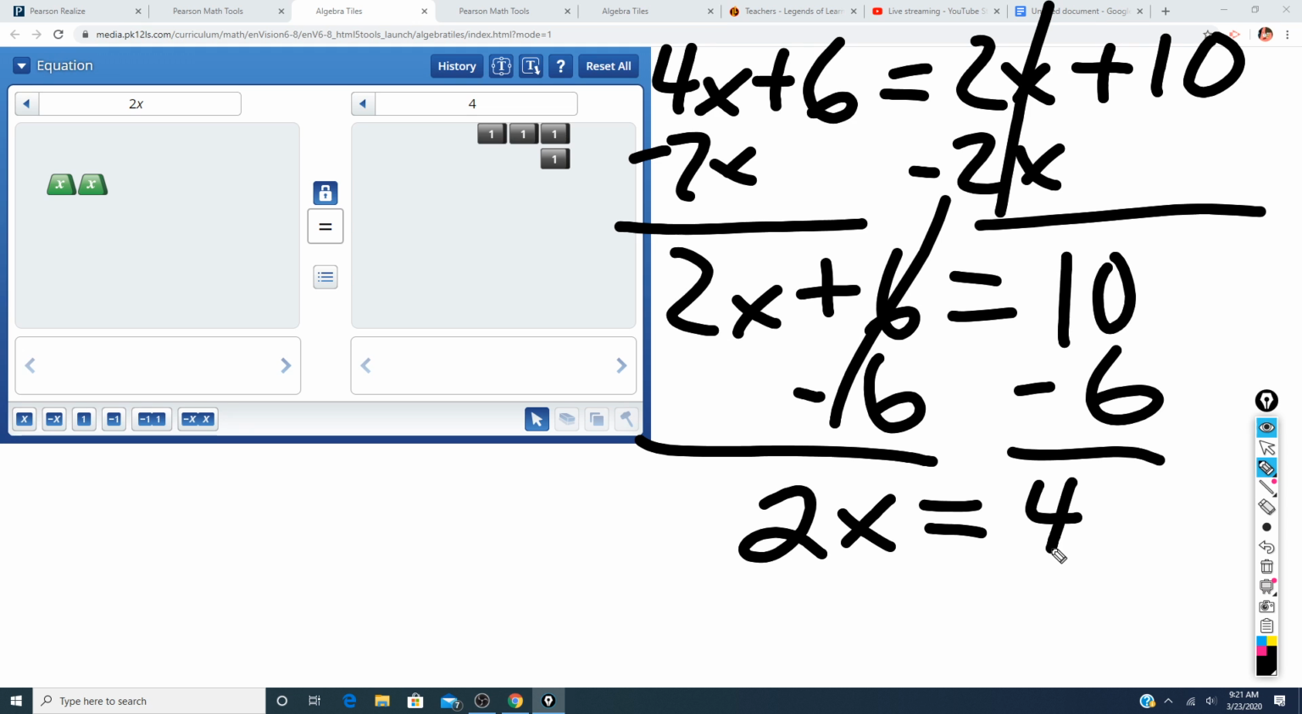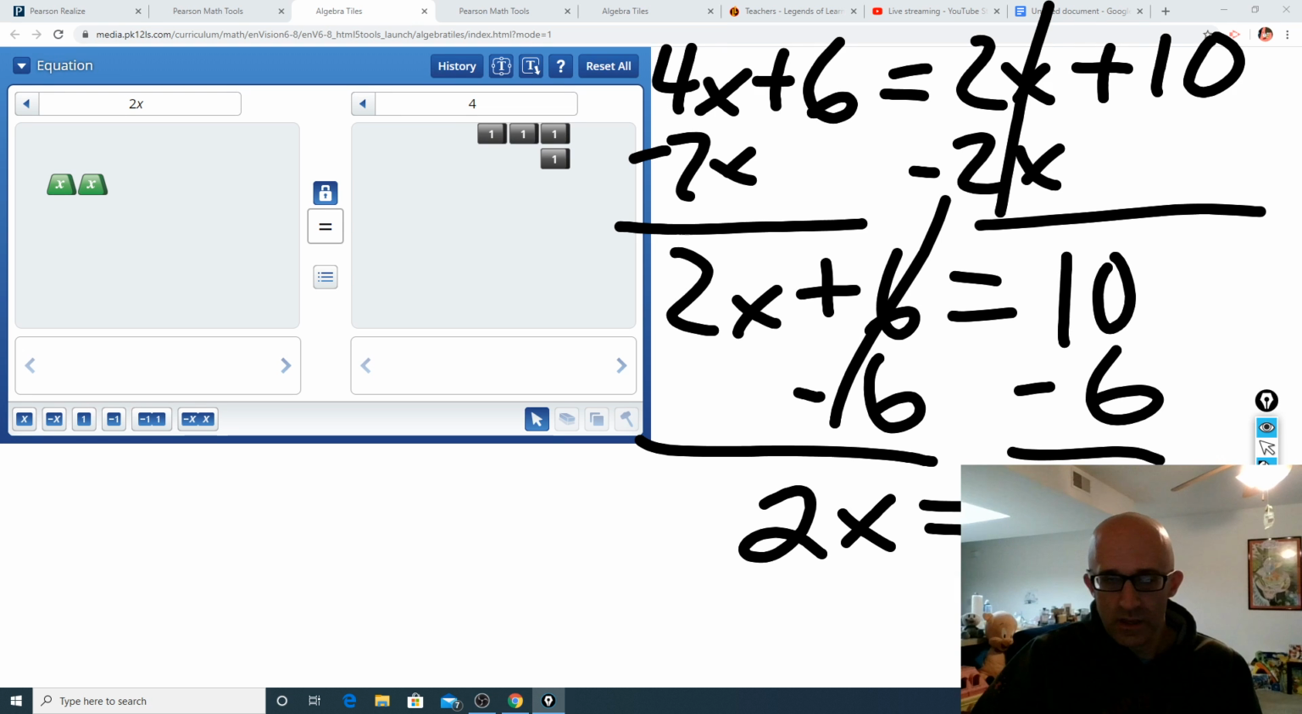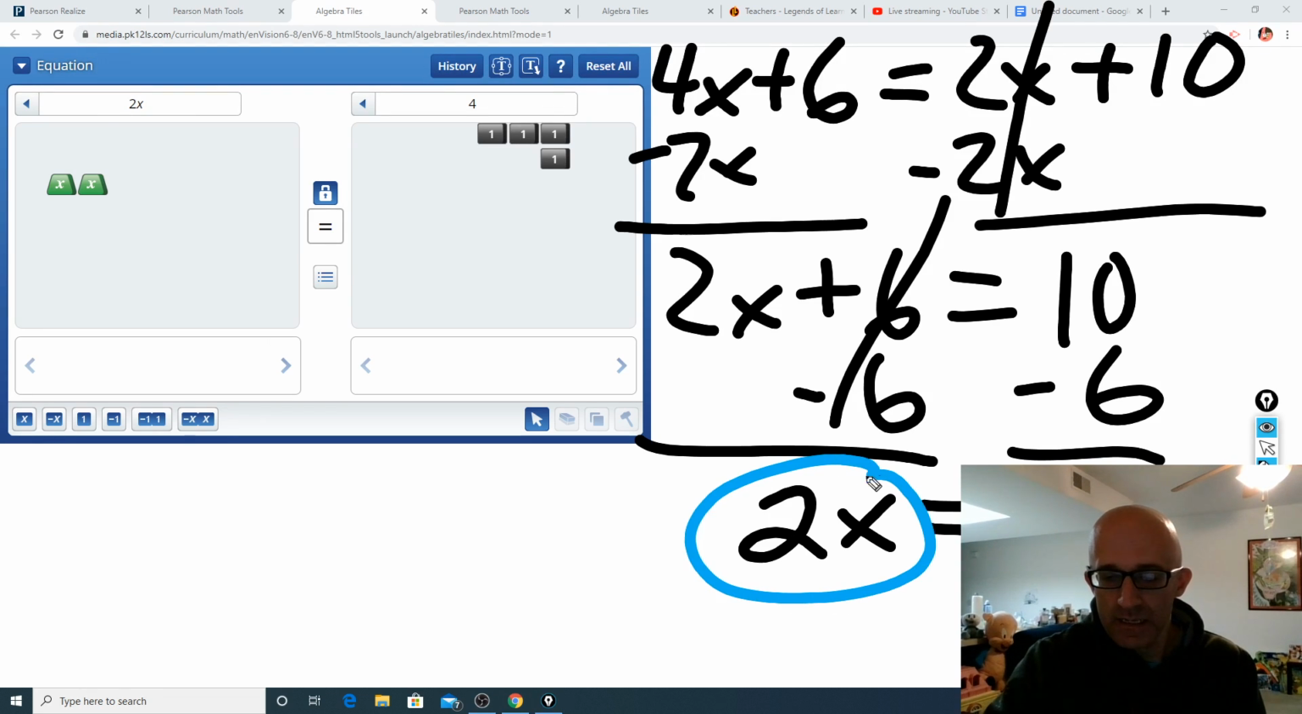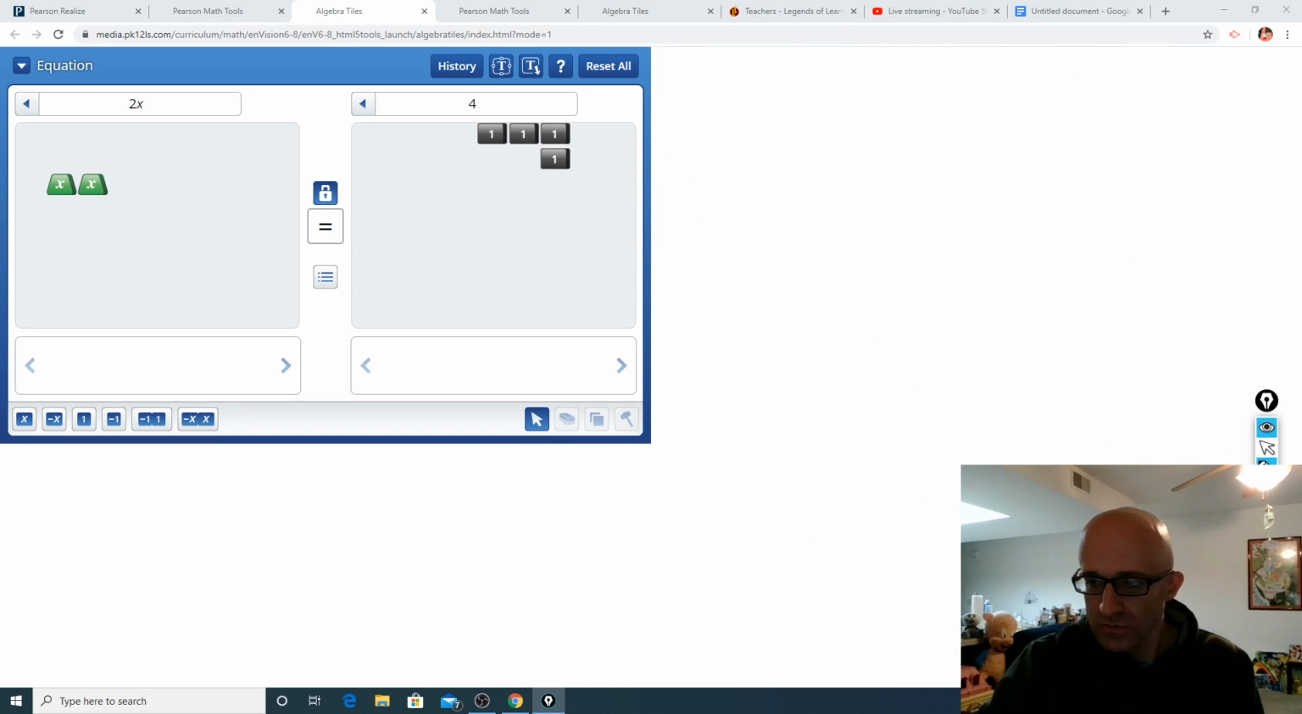So what do we do from this? What do we do to get x by itself? If we are multiplying 2 times x, what are we going to do to get x by itself? It's the inverse of multiplication. We need to divide.